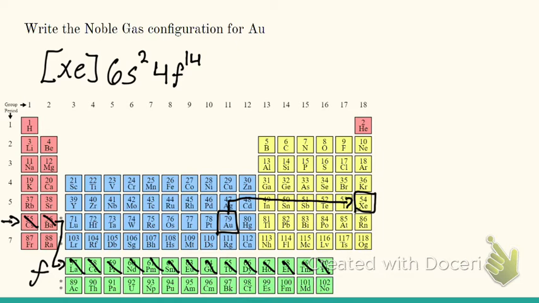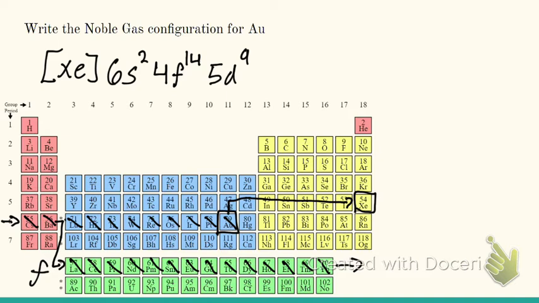Now, whenever we exit our F block, we are going to be entering into our D block. And so remember that for our D block, we are going to lower our row number by 1. So instead of it being 6, we're going to go to 5. So this will be our 5D. Right, so we have our 1, 2, 3, 4, 5, 6, 7, 8, 9. So we get our 5D9. And so this is going to be our noble gas configuration for Au.